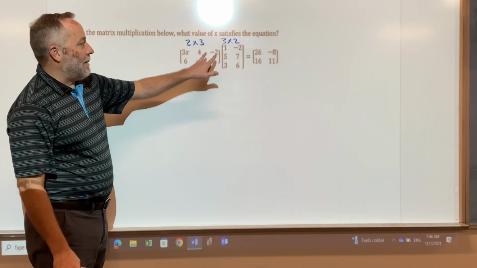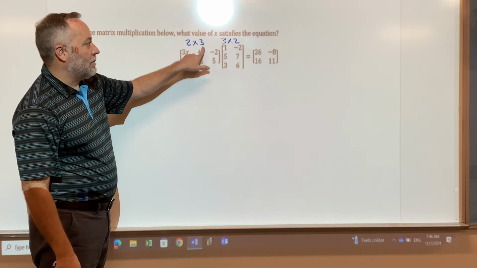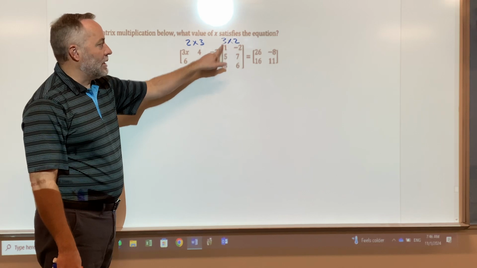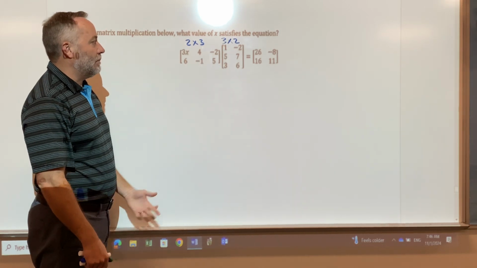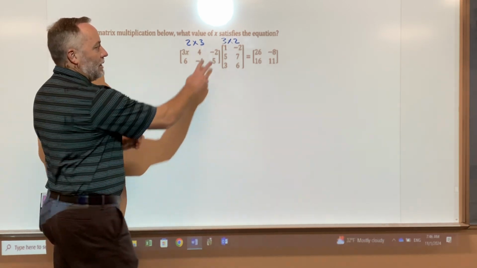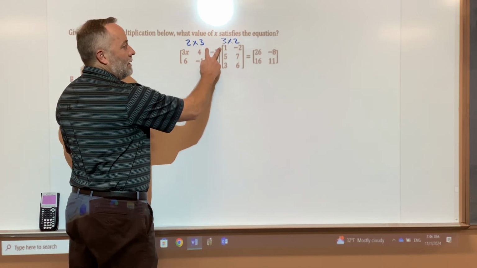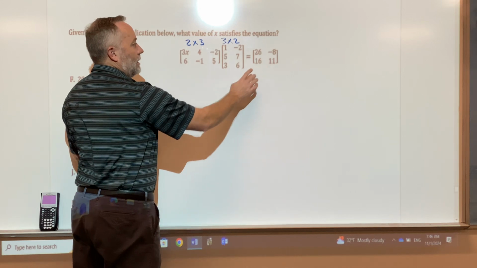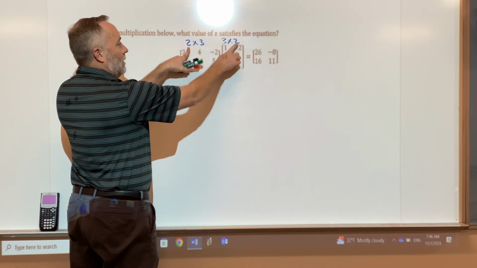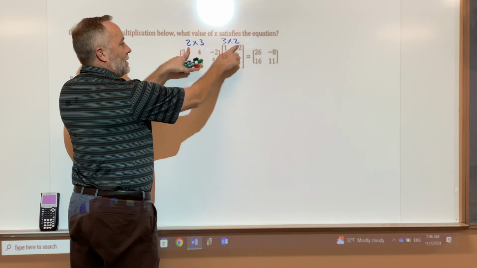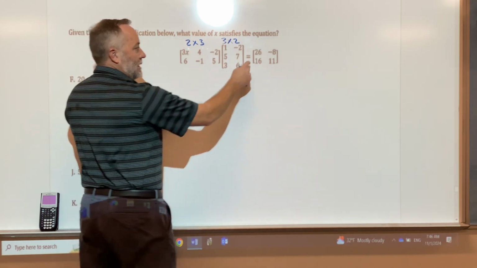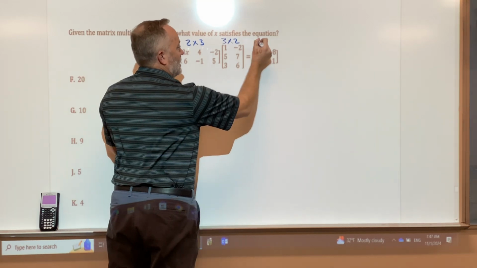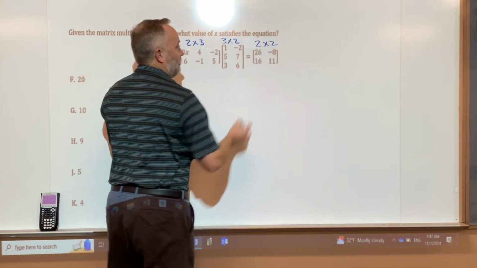One thing that has to happen is the number of columns in your first matrix has to match the number of rows in your second matrix in order for matrix multiplication to be possible. All right, so in this case that works. And then the resulting matrix, the product, has dimensions of the rows of the first matrix and the columns of the second. And we can see that, right? There's 2 rows here and 2 columns here. So this is a 2 by 2.